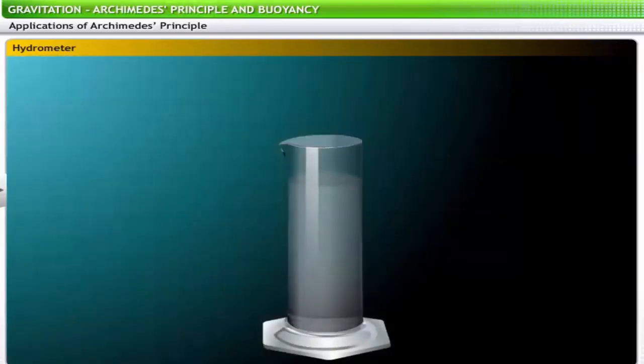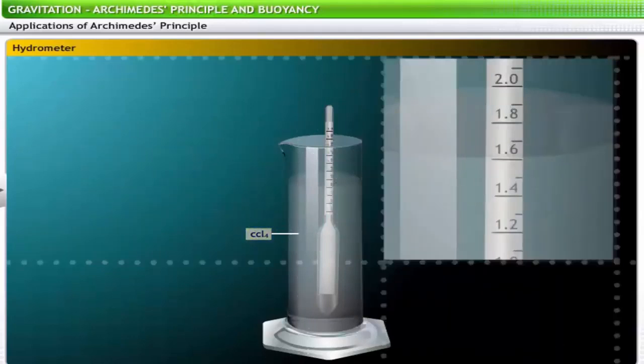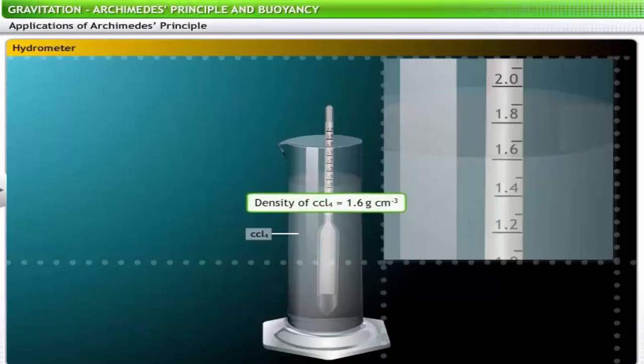To determine the density of a liquid, it is poured into a tall jar, and a hydrometer is lowered gently into the jar to float freely on the liquid. The hydrometer reading gives the density of the liquid. For example, if we place the hydrometer in a jar of carbon tetrachloride, the hydrometer shows a reading of 1.6. Thus, the density of carbon tetrachloride is 1.6 gram per centimeter cube.